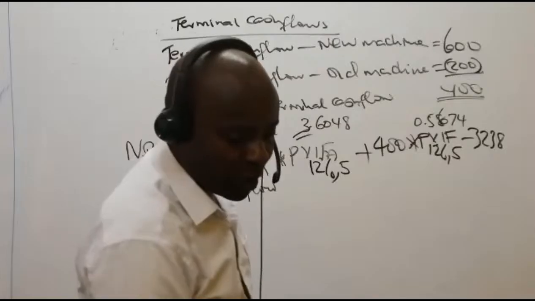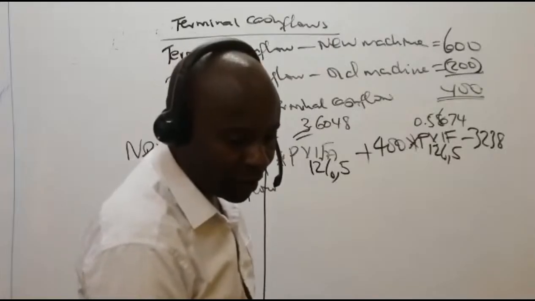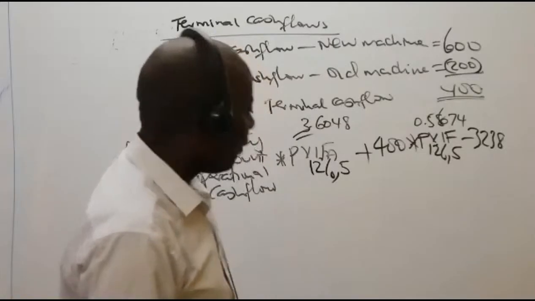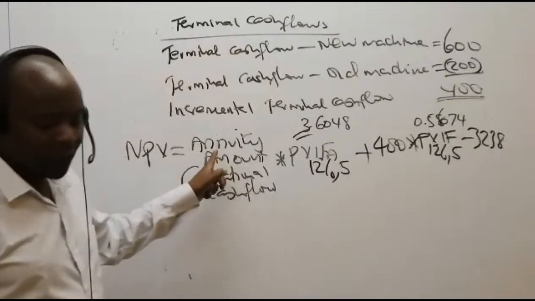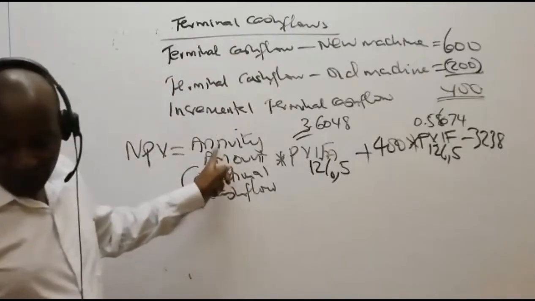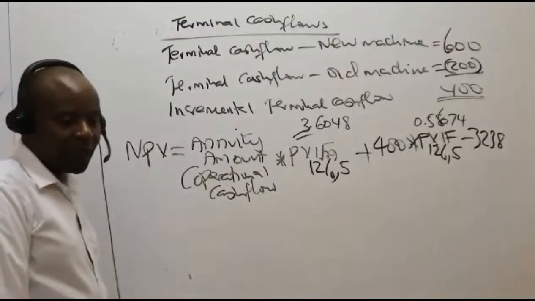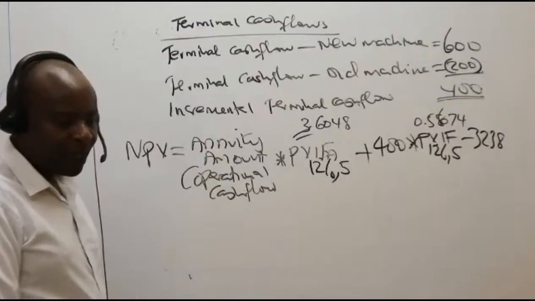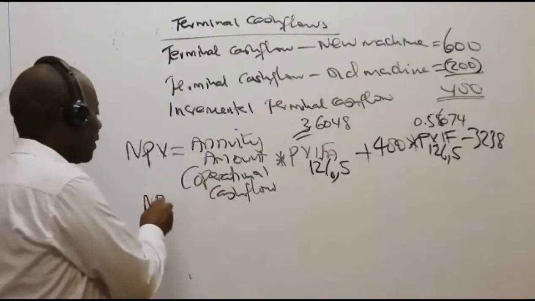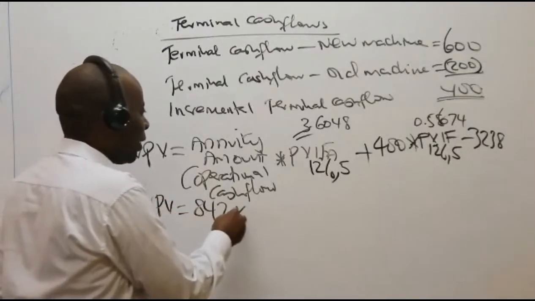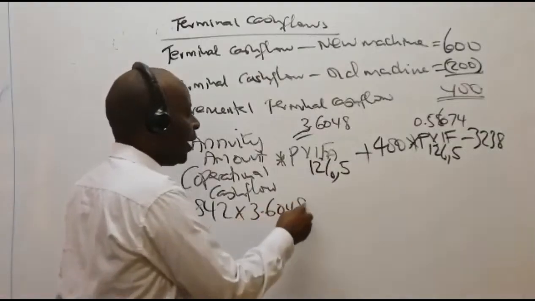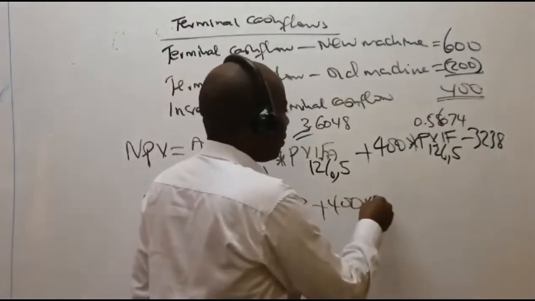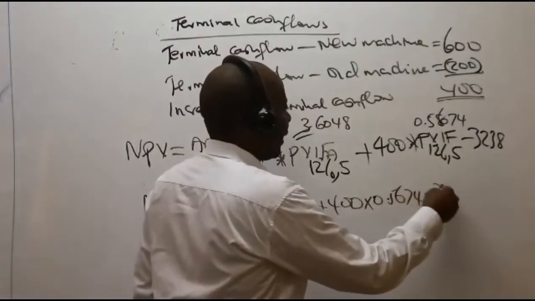Now, there is one thing that you guys never told me. You never reminded me of this annuity amount. What do we have? Thank you very much, MK. 842. So then the NPV here will be 842 times 3.6048 plus 400 times 0.5674 minus 3238.